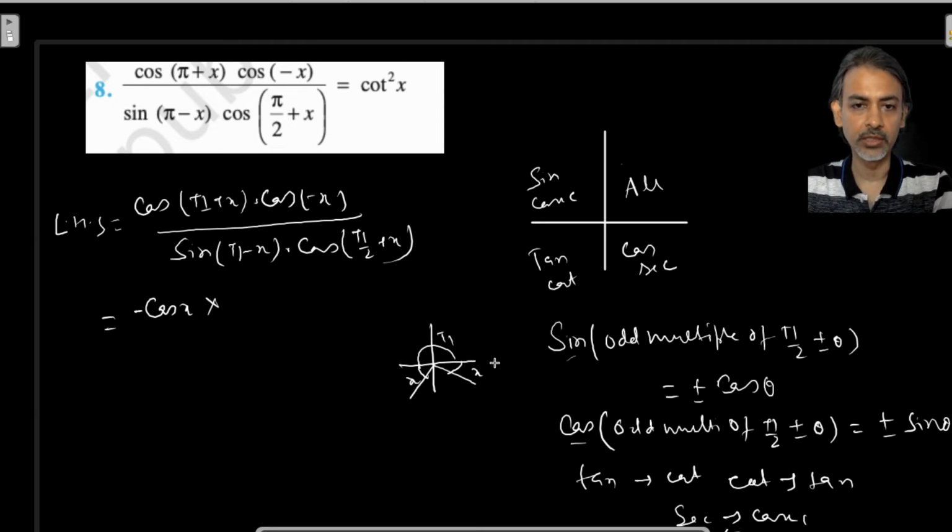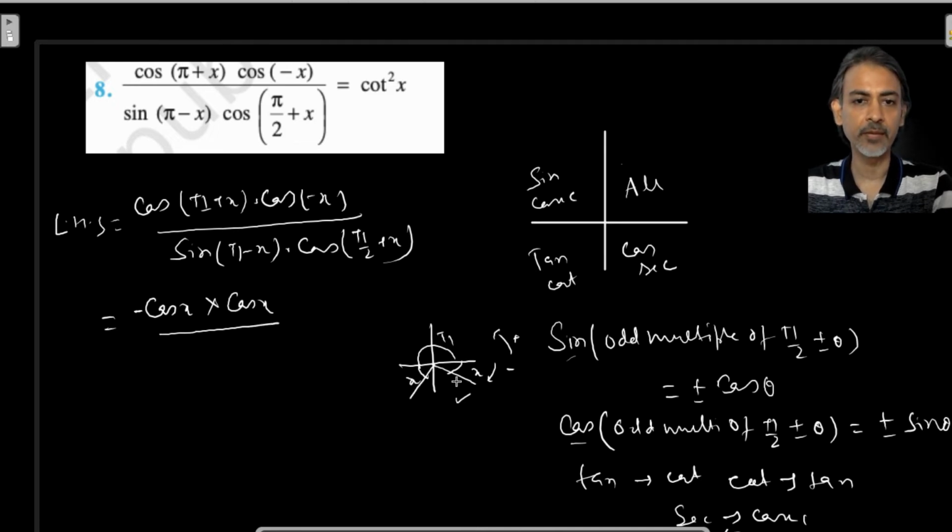Now cos of minus theta, or cos of minus x, is this. We have to go in this direction. The angle is negative in this direction and positive in the other direction. So cos of minus x is going to be in the fourth quadrant, and cos is positive in this quadrant, so cos of minus x is going to be cos x.